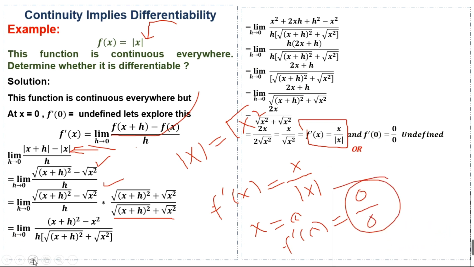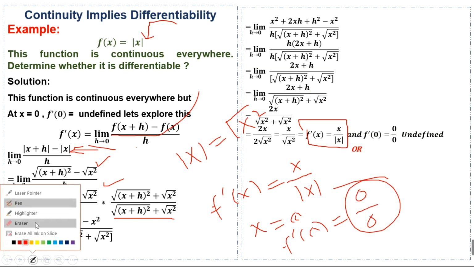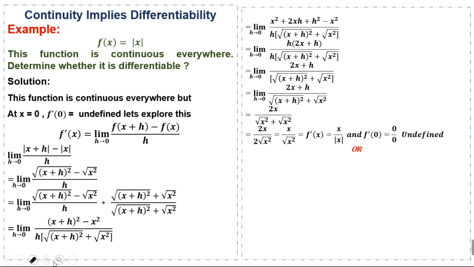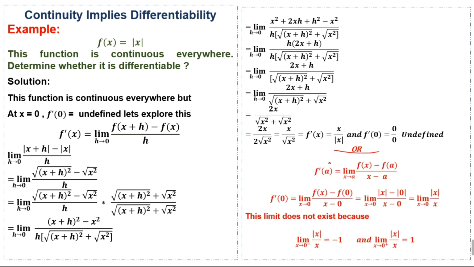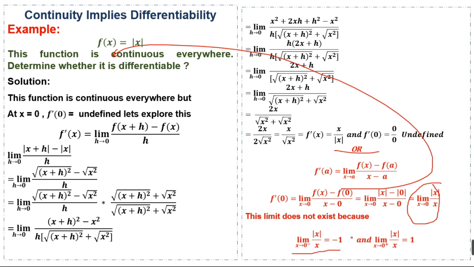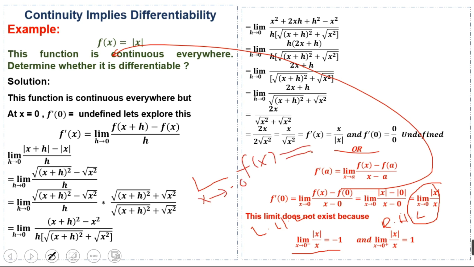Now we can also prove this by using the other definition of a derivative, that is f prime of a is the limit as x approaches a of f of x minus f of a divided by x minus a. We apply this definition on the given function and we get the limit as x approaches 0 of mod of x divided by x. When we apply the left limit and right limit, we get different values, that is -1 and +1. This is the left hand limit, and this is the right hand limit. Both are not equal. The limit as x approaches 0 from the left of f of x is not equal to the limit as x approaches 0 from the right of f of x.